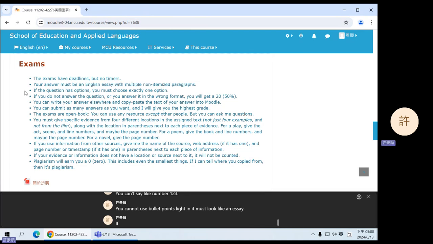If the question has options, you must choose exactly one option. You cannot say, depending on the evidence, it could be this, it could be that. You cannot say, people disagree. Some say this, some say that. You must choose one option.